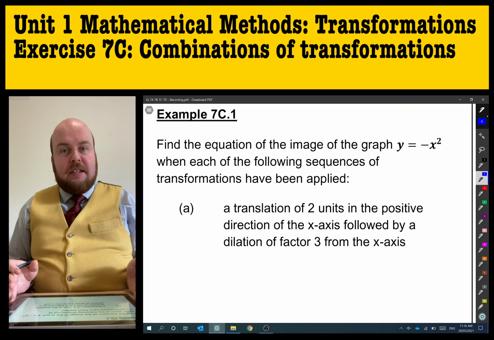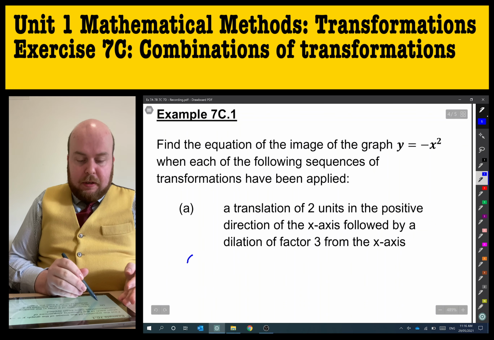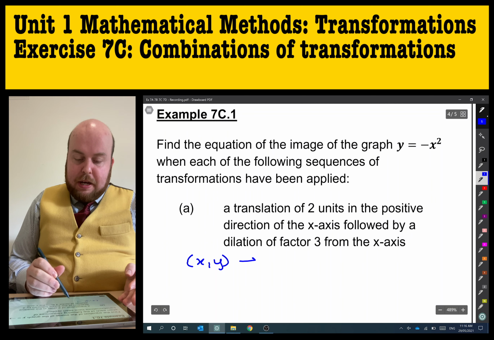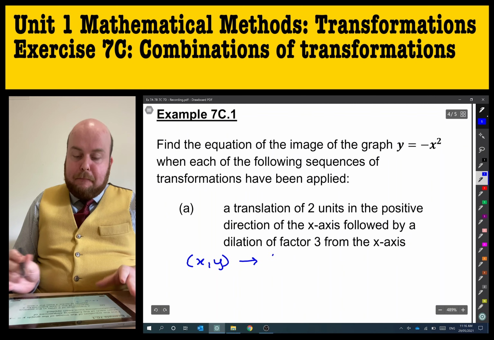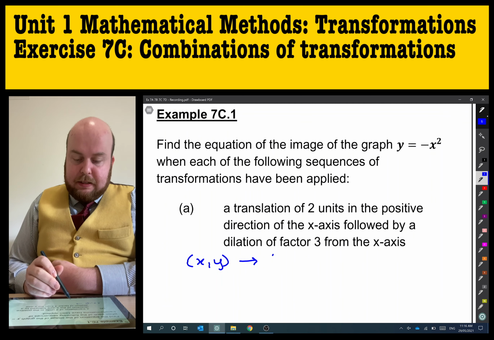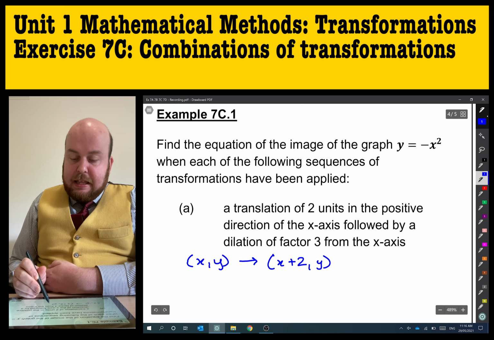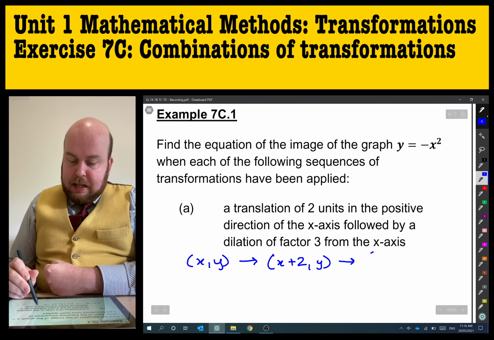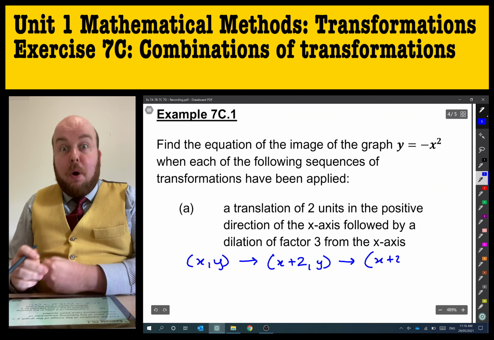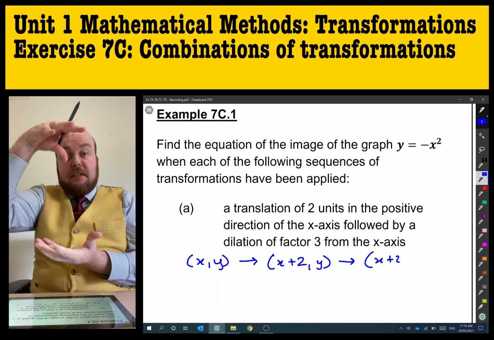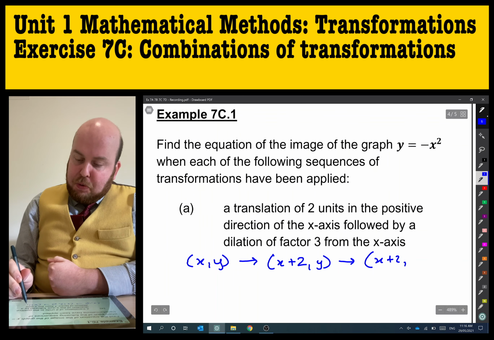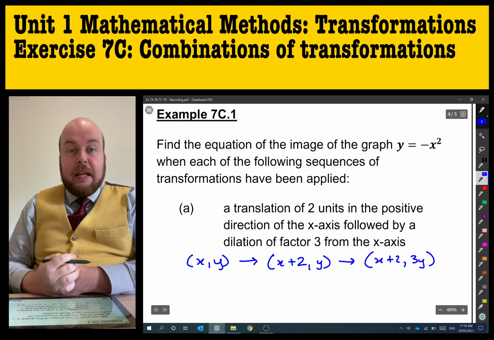Now I would do a little systematic approach each time. So I'm going to start by writing XY. We started with a translation of 2 units in the positive direction of the x-axis, so I'm going to write x plus 2, y, and then a dilation of factor 3 from the x-axis. Remember, from the x-axis is going to be dealing with the y values. So we're going to put a 3y here.